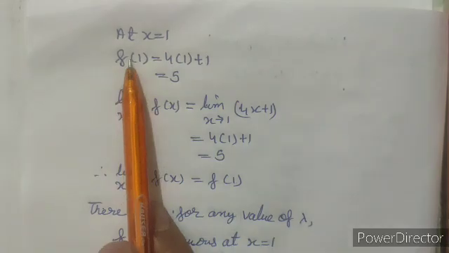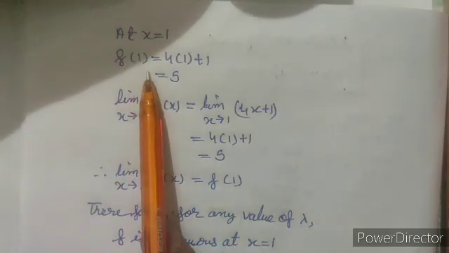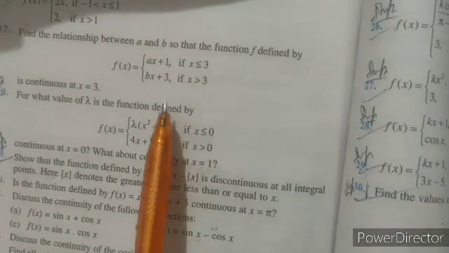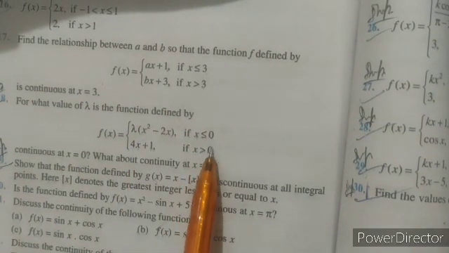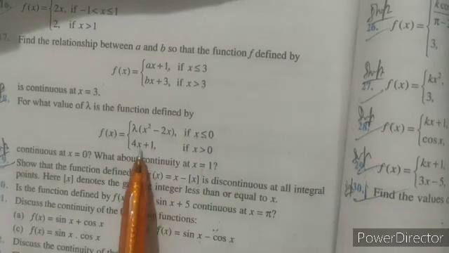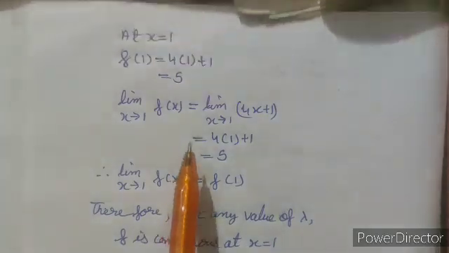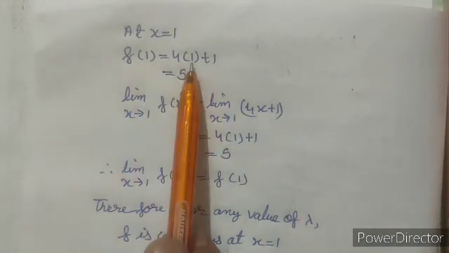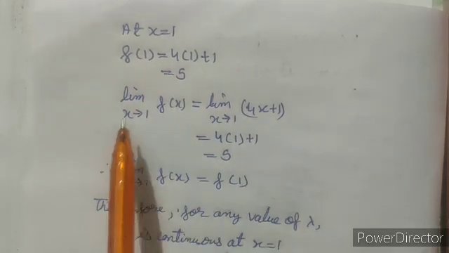At x equal to 1, the value of the function is f(1) = 4 into 1 plus 1, as for x equal to 1, one is greater than 0. That means we have to take the value of the function as 4x plus 1. So we are finding f(1), so in place of x we will take 1. That will give us the value of the function as 5.